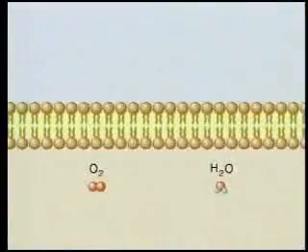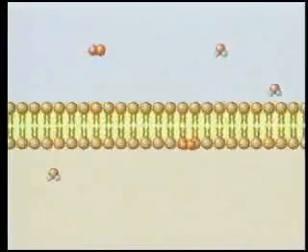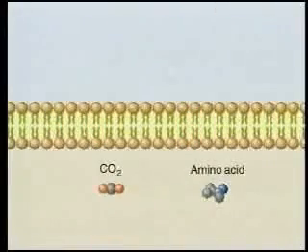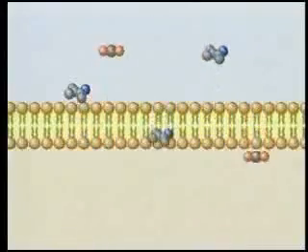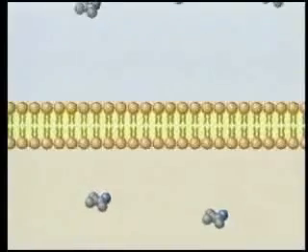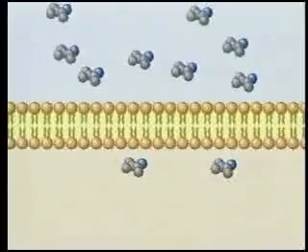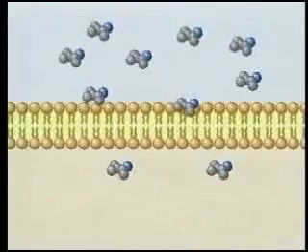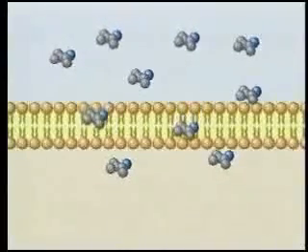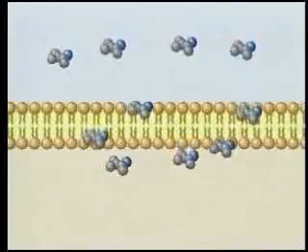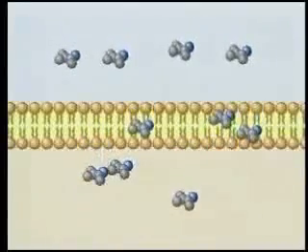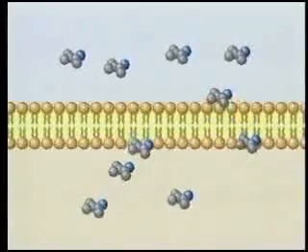This means that some small molecules, such as oxygen and water, can diffuse across freely. Carbon dioxide and amino acids can also diffuse into or out of the cell. The net movement of molecules depends upon their concentration inside versus outside the cell. Molecules move naturally from an area of high concentration to an area of low concentration. When molecules move in this way, no energy is required, and they are said to move by passive transport.